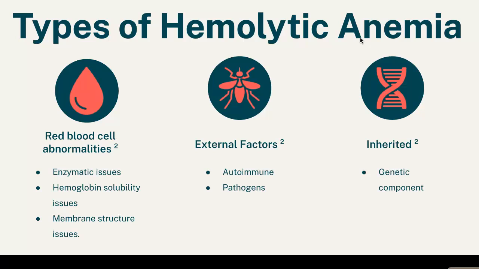Some forms of hemolytic anemia are caused by red blood cell abnormalities arising from the red blood cells themselves. These can be due to enzymatic issues, hemoglobin solubility issues, or membrane structure issues. Other forms of hemolytic anemia are caused by outside factors that end up affecting red blood cell structure, such as the immune system attacking red blood cells or certain pathogens. Hemolytic anemias can also be categorized as being inherited or acquired. This means that some forms of the disease can be passed down from parent to child.